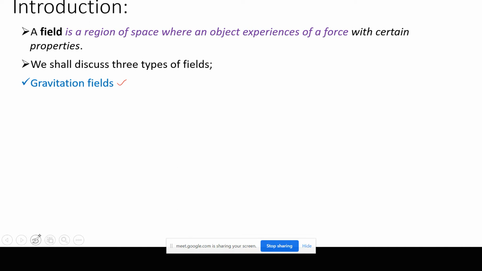So it appears as if the gravitational field only affects anything that has mass. The gravitational field affects anything that has mass. Any object which has mass will experience a force when it is in the field of another object. We experience a force because we are in the field of the Earth. So anything which has mass is going to be influenced by the gravitational field. So that's one of the fields that we shall discuss.